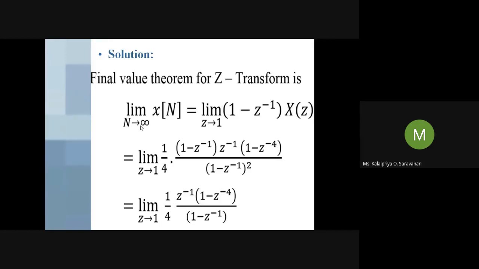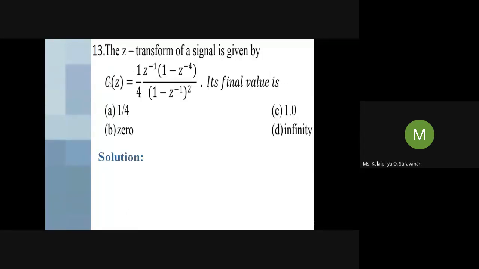The final value theorem states limit n tends to infinity, x of n is equal to limit z tends to 1, (1 minus z inverse) x of z. So this is the formula for the final value theorem. Using the final value theorem, we will be able to calculate the required value. In your question, C of z, meaning the z transform of the given signal, is already given. So substitute this value in this z transform.